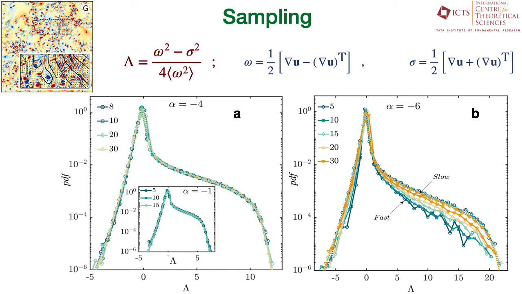So when activities are lower, which is shown in figure A, the PDFs for both the fastest tracers and the slowest tracers fall on top of each other. The inset shows even smaller activity, while the main figure A shows a bit higher activity, alpha = 4. But for both of these cases, the distribution of lambda for fastest and slowest tracers just fall on top of each other. We have shown the fastest tracers in solid lines and the slowest tracers in dotted lines.